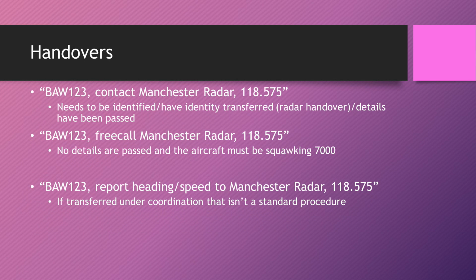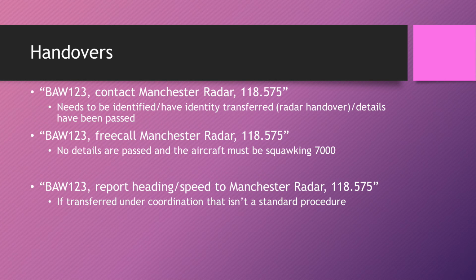So let's look at handovers. The most basic one, which you should know by now, is Speedbird 123, contact whatever station and then the frequency. Just to reiterate from the S2 notes and S1 notes, make sure you say the full call sign of the station, so not just radar, contact Manchester radar. And then obviously the rest of it, you should really know that RT by now.